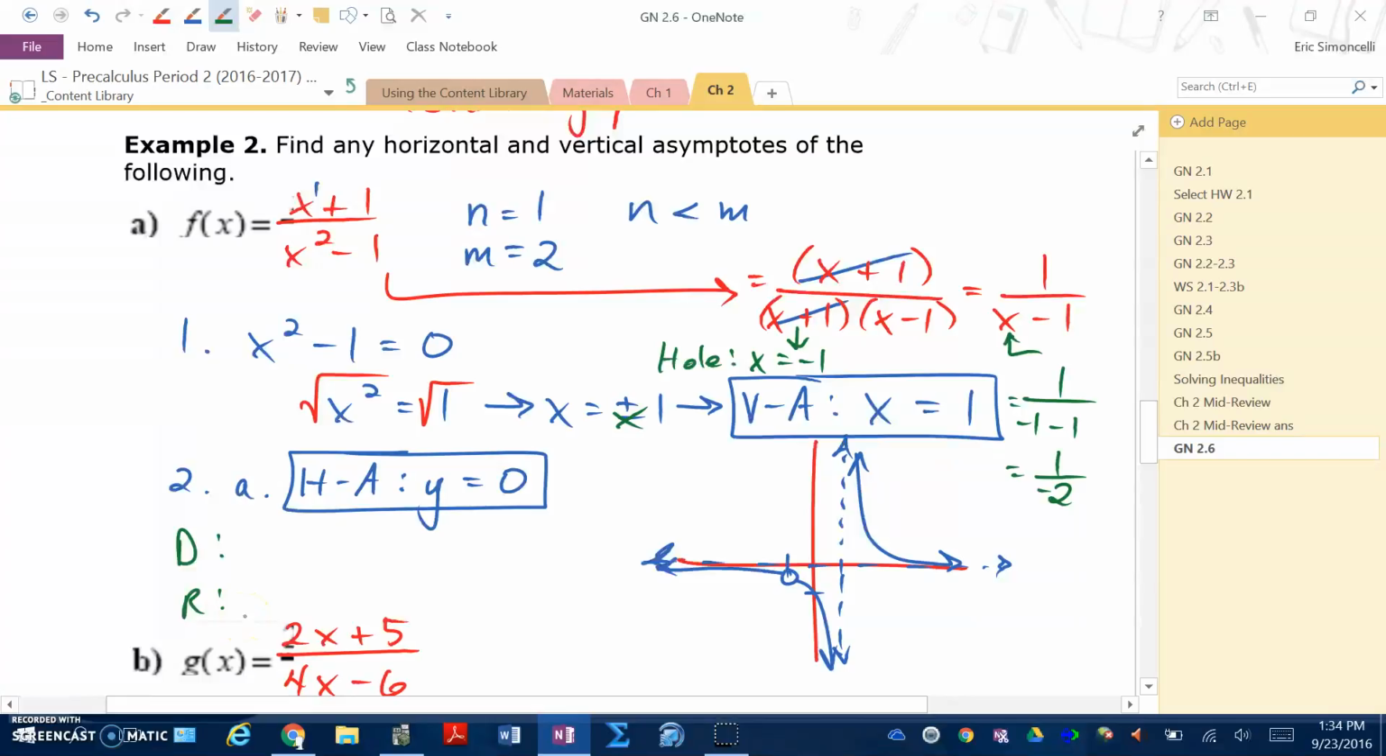The domain of this particular function will start off as negative infinity. It'll go to -1, the hole. It's going to be a parenthesis, and that'll be in union with -1 to our vertical asymptote at 1. And then that will finish in union with 1 to infinity.